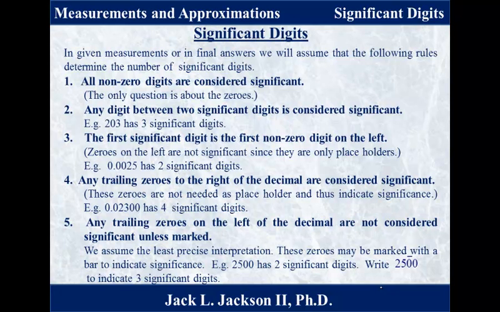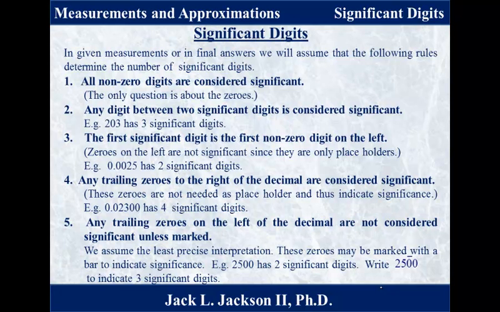The first significant digit is the first non-zero digit on the left. So what this does is tell you some zeros that are not significant. So zeros on the left are not significant since they're only placeholders. So for example, 0.0025, the first significant digit is the 2. And of course the 5 is also significant, but that means those zeros are insignificant. They are there only for placeholders. Or in the case of the first 0, it's only there to help draw attention to where the decimal point is. And the other two zeros are there as placeholders. So this has 2 significant digits.